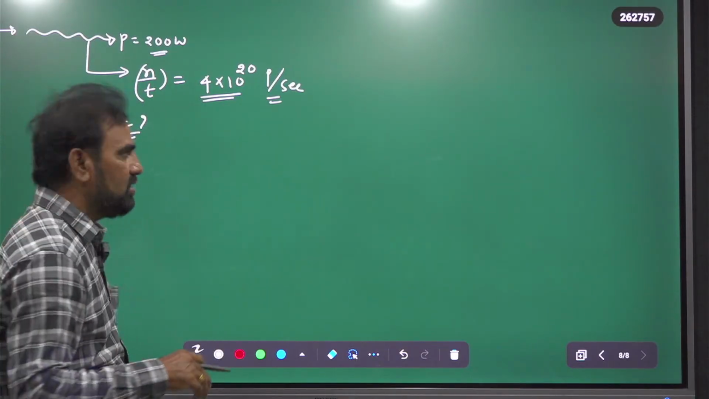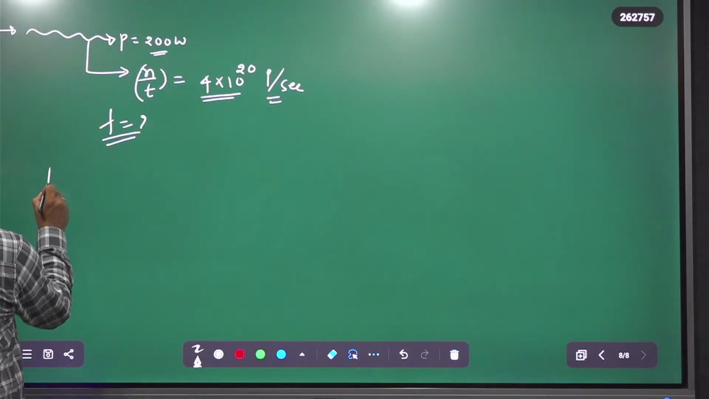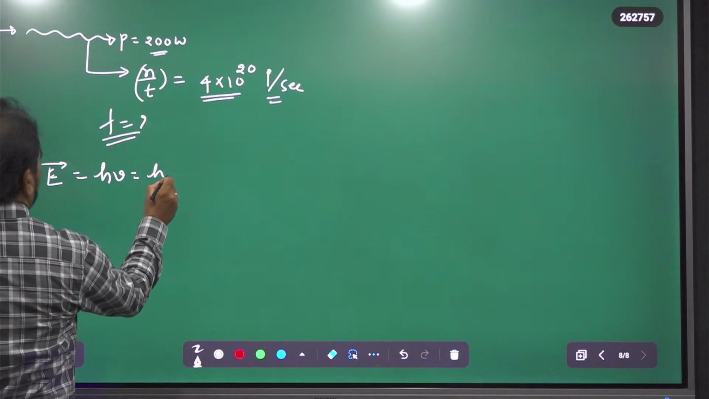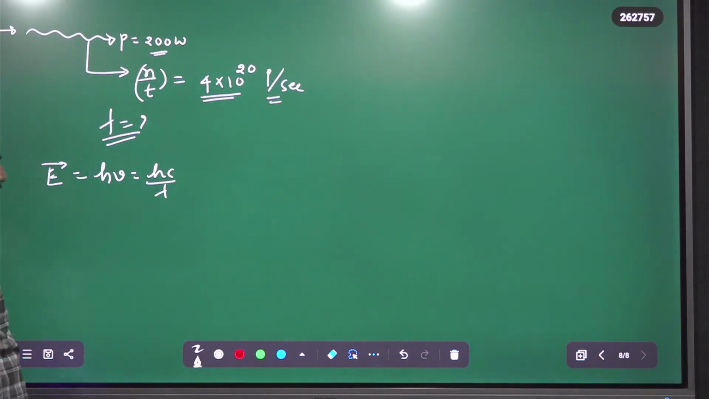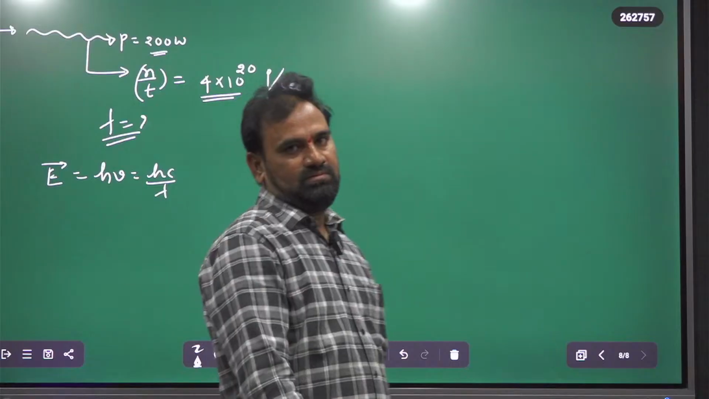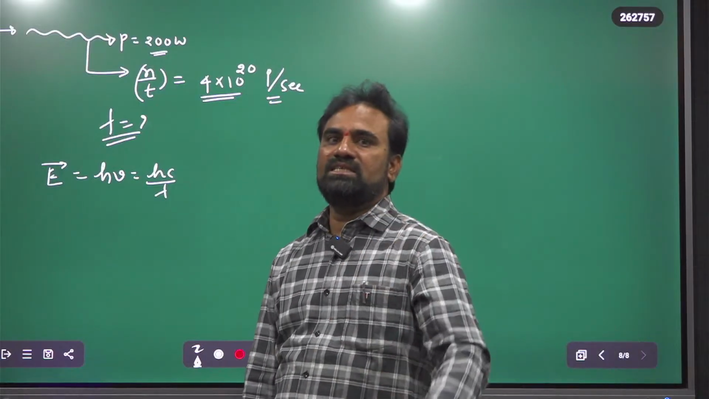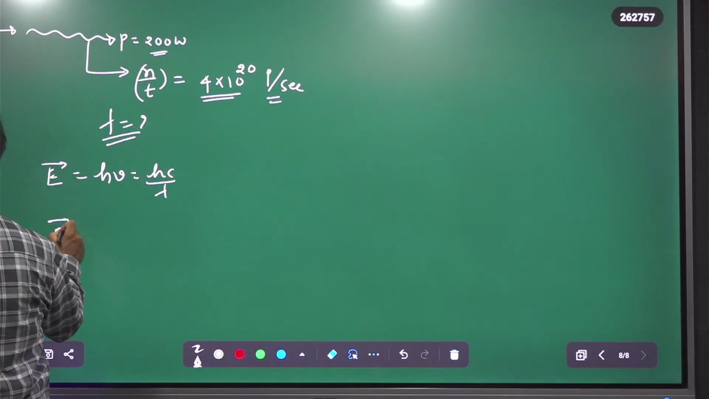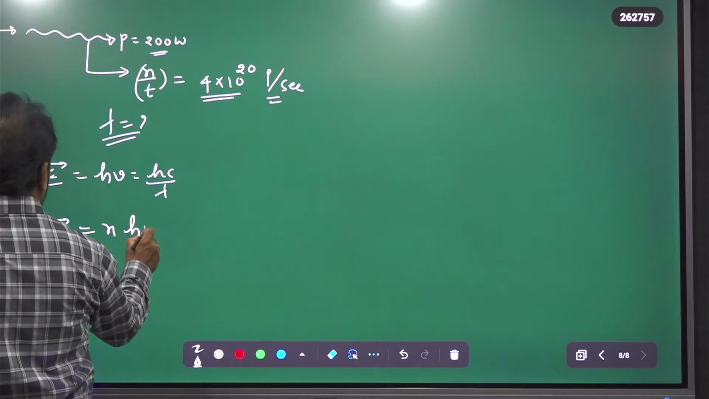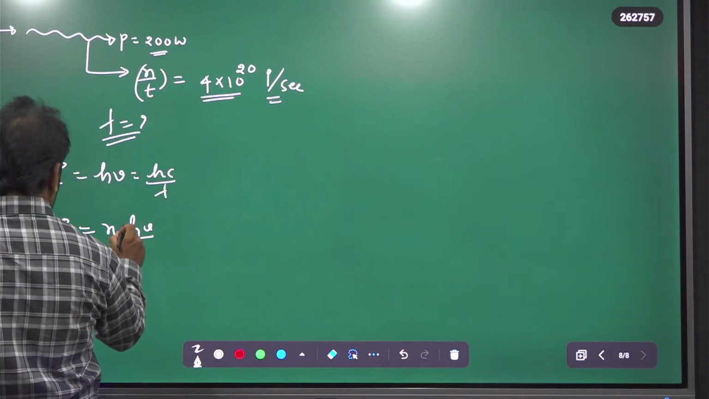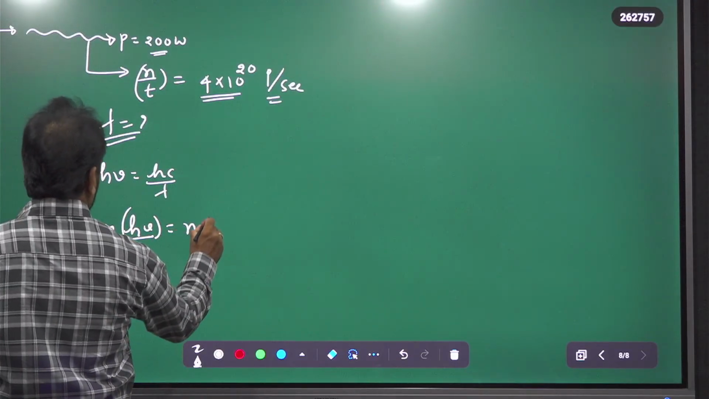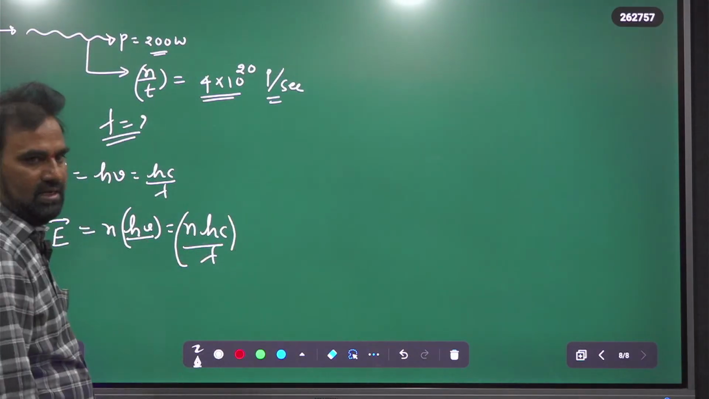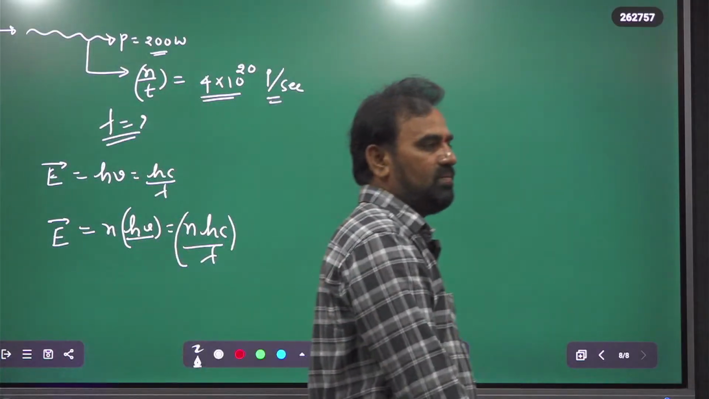The energy of the photon we already know. What is the energy of a photon? E is equal to h nu, that is equal to hc upon lambda. This is for a single photon only. But if the light radiation consists of a number of photons, the energy can be written as E is equal to N into h nu, that is N into hc upon lambda. Is it clear? This is applicable for N number of photons.